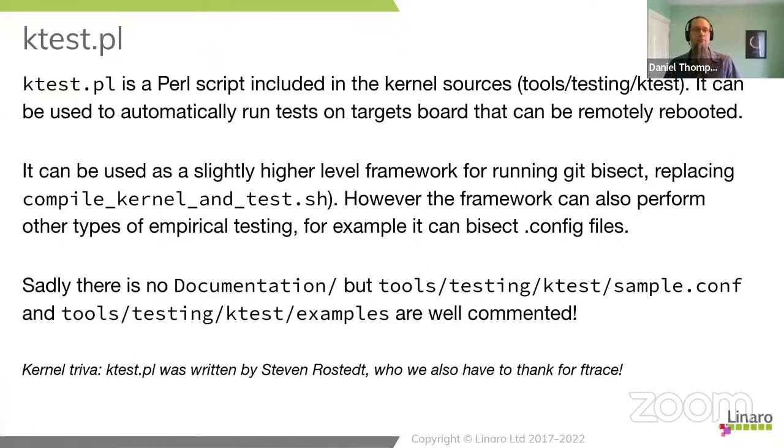Other things that can happen. So K-test. K-test is a Perl script. It sits in the kernel sources. It can be used automatically to run tests. So you can use it as a high-level framework for git bisect. The reason I like it is because it can bisect config files. So I mentioned that people might have not well versioned their config files. If you have a working config file and a broken config file, then K-test can drive tests to experimentally change config files to convert one to the other and tell you which kconfig option it is that's causing the trouble. So that can be quite useful.